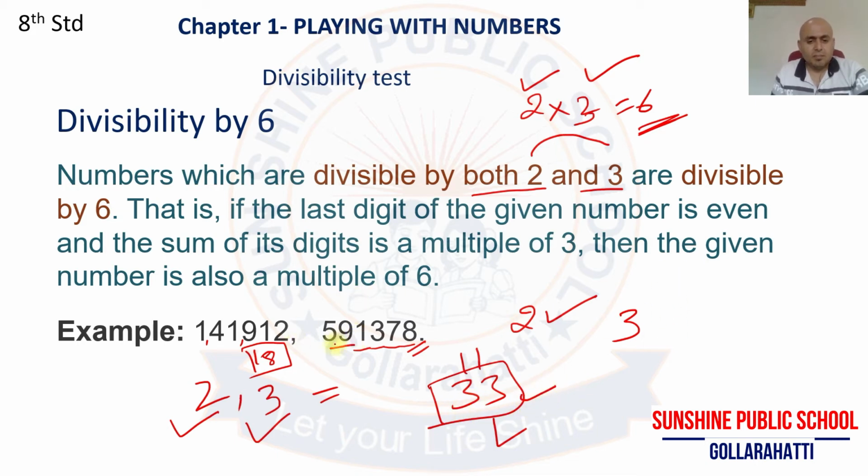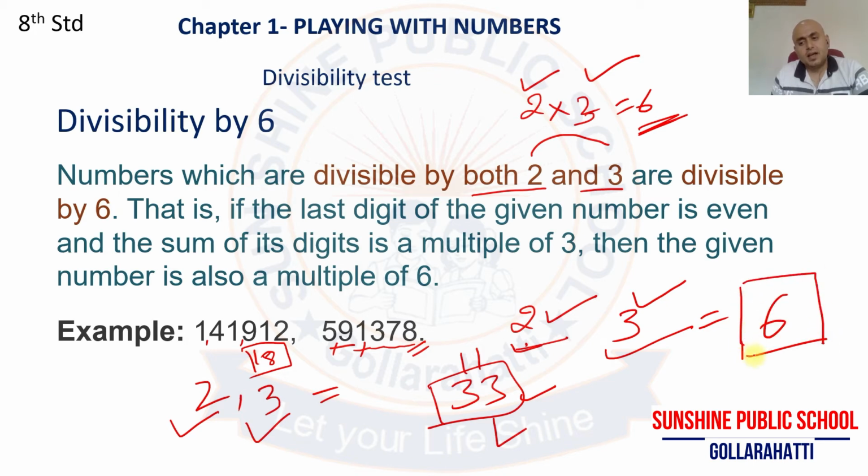Then the number 5,91,378 is also divisible by 3. That means if the number is divisible by both 2 and 3, then the full number is also divisible by 6. Only if it is divisible by both 2 and 3 can we say it is divisible by 6.